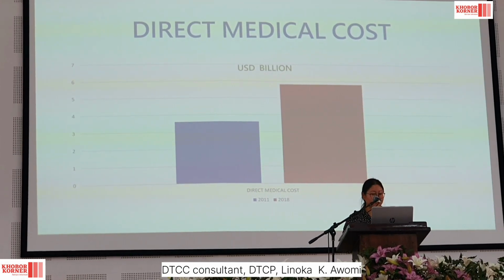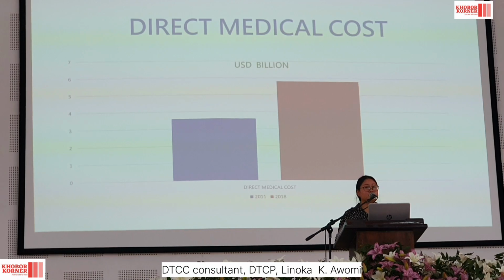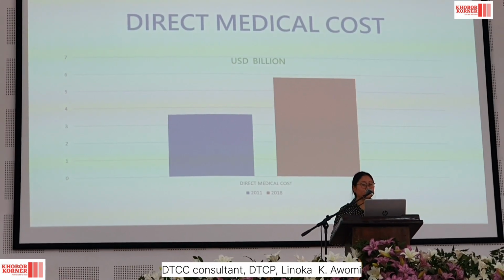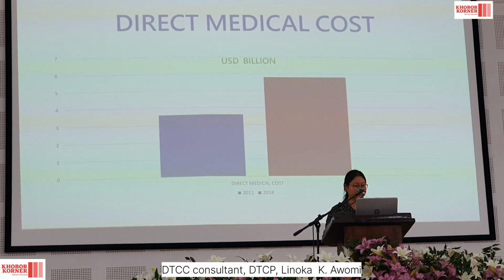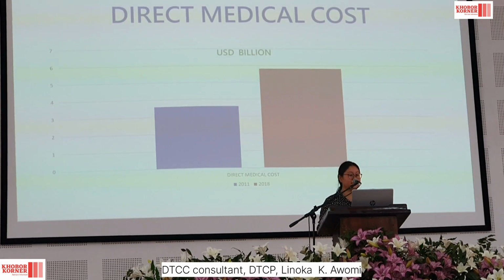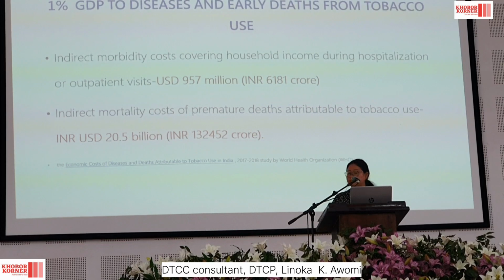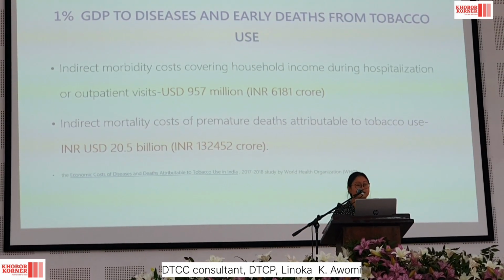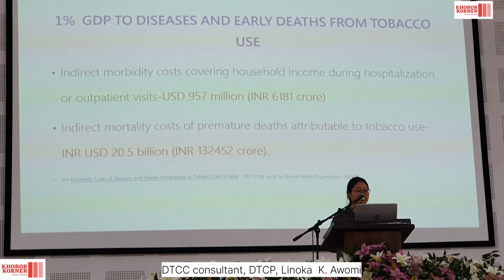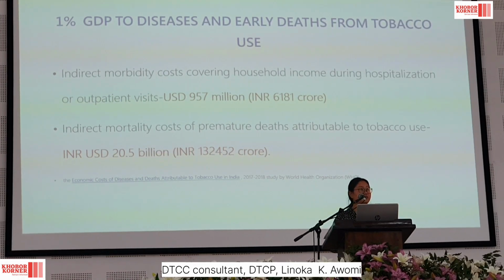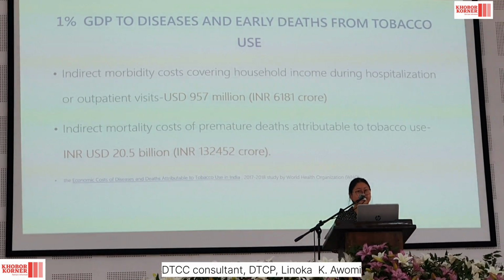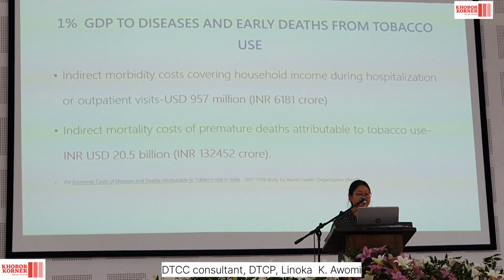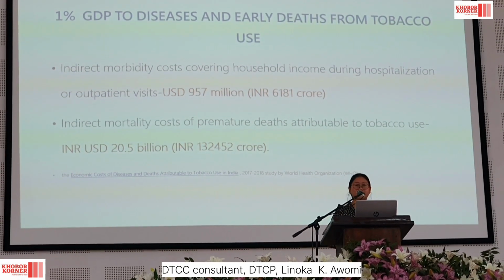If we look at the direct medical cost, as per the WHO in 2011, the direct medical cost attributed to the hospitalization charges, the medicines, the tests, it all accounts for $3.8 billion in India alone in 2011. And in 2018, it accounts for $5.8 billion in India. And in 2017, a study by the World Health Organization showed India lost 1% of its GDP to diseases and early deaths from tobacco use. The indirect morbidity cost, covering loss of household income during hospitalization or outpatient visits, accounts for $957 million. And the indirect cost of premature deaths attributed to tobacco use was $20.5 billion.